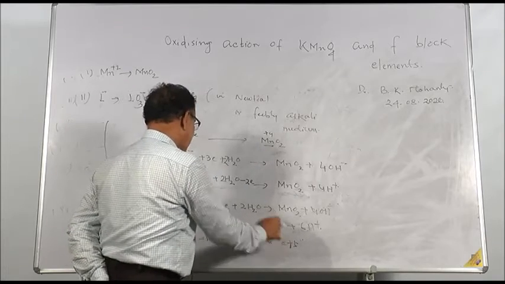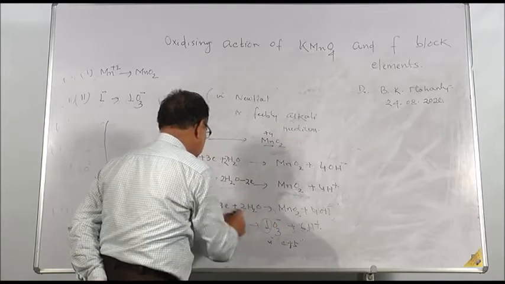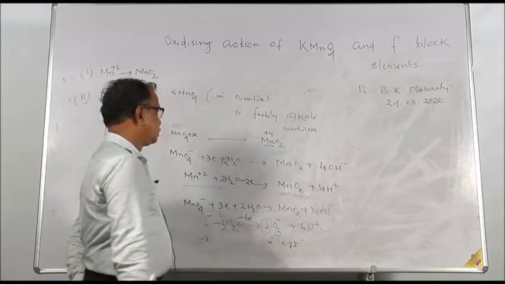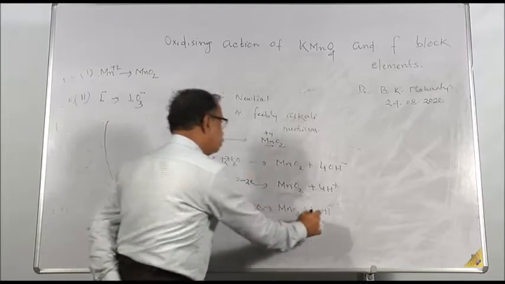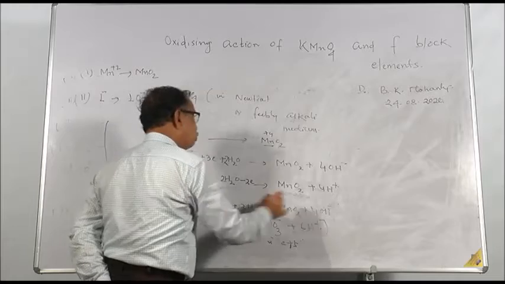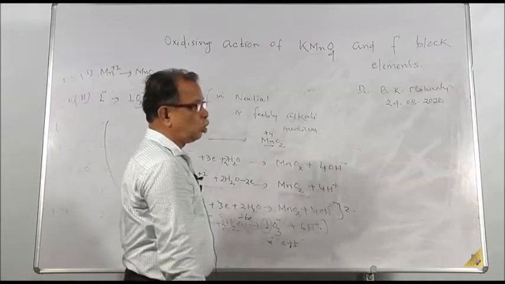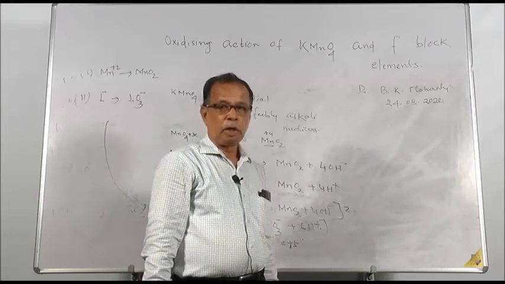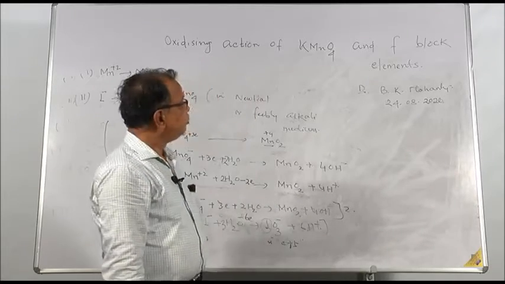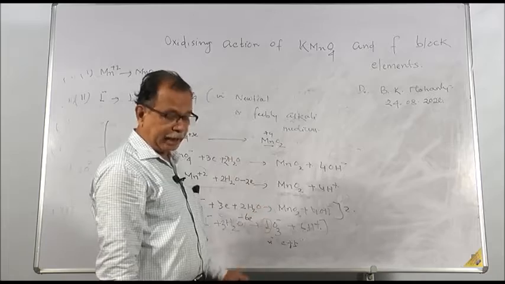Minus 1 to plus 5, so we have to remove 6 electrons, minus 6e. So multiply here by 2 in order to balance the electrons. The 6 is cancelled in this equation. So this is the oxidizing action of potassium permanganate both in acidic medium and alkaline medium.